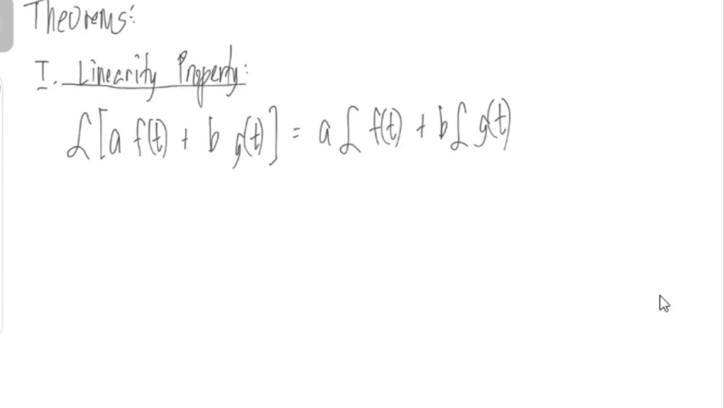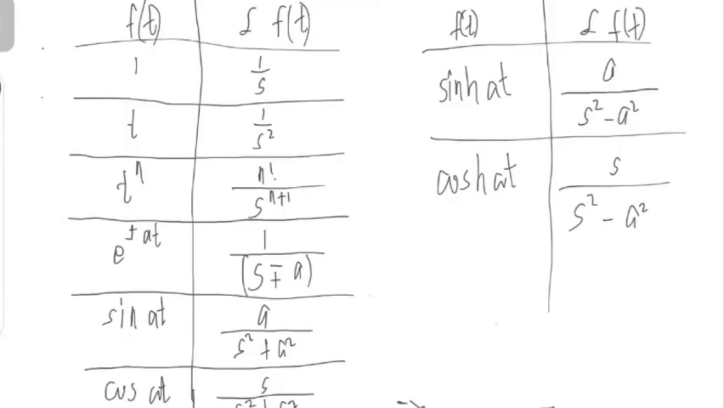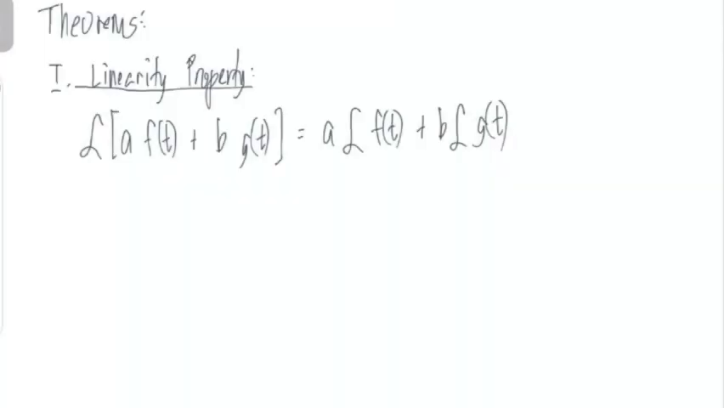In proving dito, balik tayo dito. In proving this basic Laplace transform, saglit lang ha. In proving, ito nga, i-prove ninyo yung e to the at sine at cosine, hyperbolic sine, hyperbolic cosine. You're going to encounter this one, no? The sum. So, apply the theorem, linearity property.